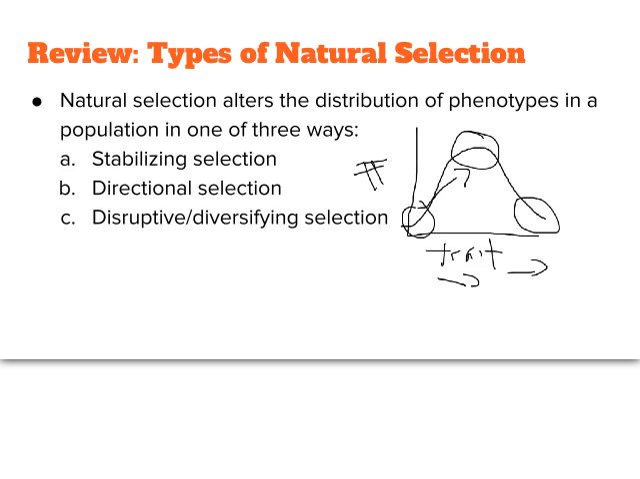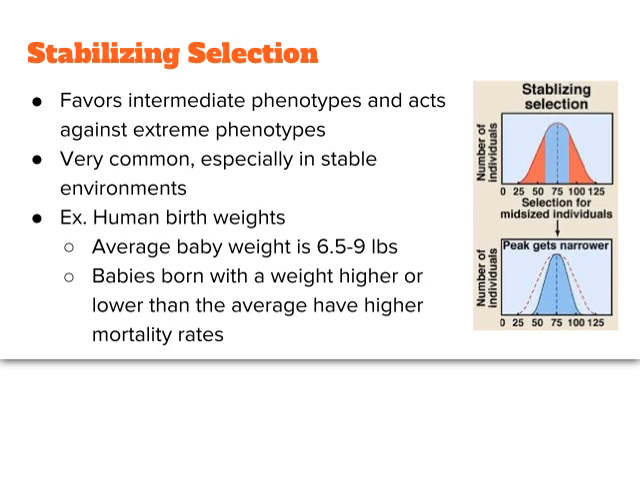It turns out natural selection can affect polygenic traits in three ways. They can be affected by stabilizing selection, directional selection, or what we call either disruptive or diversifying selection. First, let's do stabilizing selection. Stabilizing selection is when the intermediate phenotype of the phenotype range is favored. This is very common, especially in stable, unchanging environments. Basically, in this situation, the individuals who have an intermediate phenotype survive longer and have more offspring.